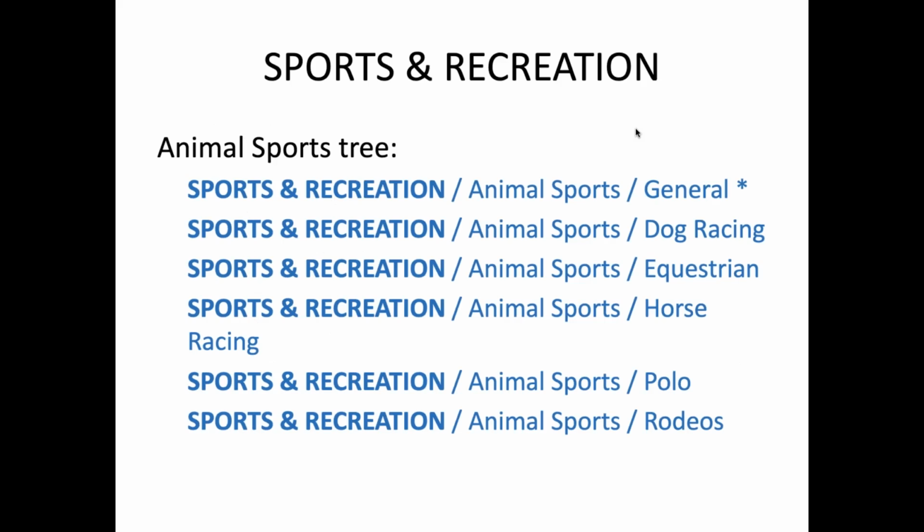So our animal sports tree. Because this was a new tree that didn't exist in sports and recreation, we had to create the top level heading, which was general. And then the other headings we moved into animal sports. That would be all of these: dog racing, equestrian, horse racing, polo, and rodeos. So that way, if you're looking for the heading, you would start with animal sports and drill down.